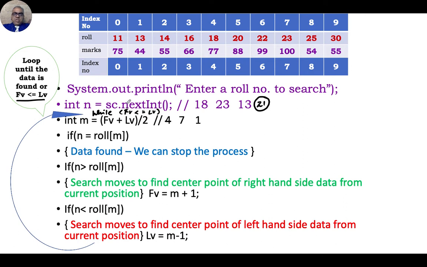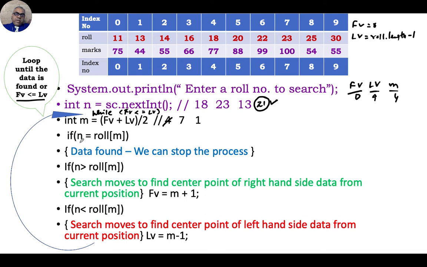Now let us start with the first one. Assuming again my FV is 0, my LV is roll.length minus 1. So on paper my FV is 0, LV is 9. The moment I input the value 21, the computer checks FV and LV, which are 0 and 9. 0 is less than or equal to 9, a true statement. So we came inside. 0 plus 9 divided by 2 is 4. So my M is now 4.